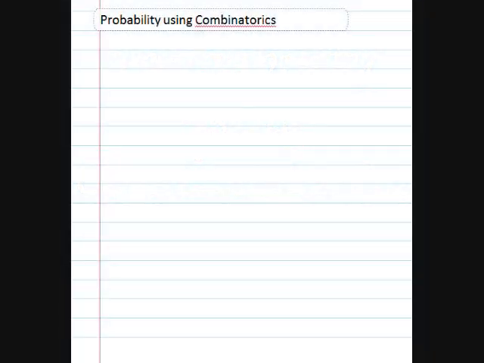In a previous video, we discussed using permutations and combinations to find the cardinal number of complicated sets. To find the probability of an event, we need to know both the cardinal number of the event set and the cardinal number of the sample space. So it makes sense that permutations and combinations could be useful in probability.